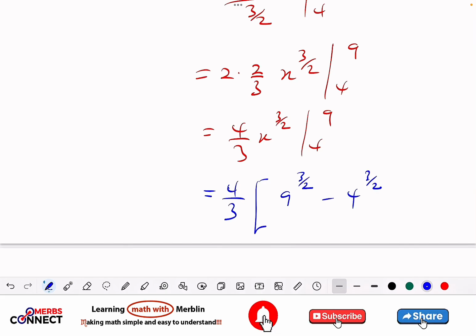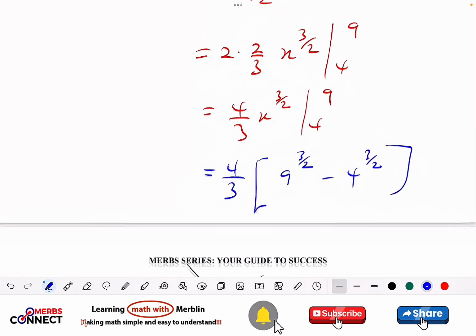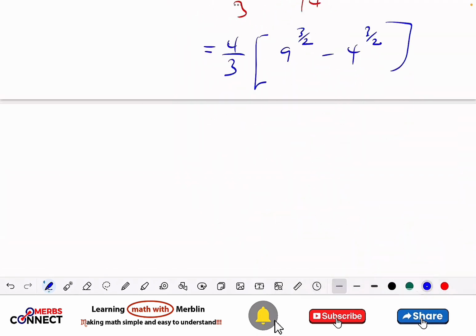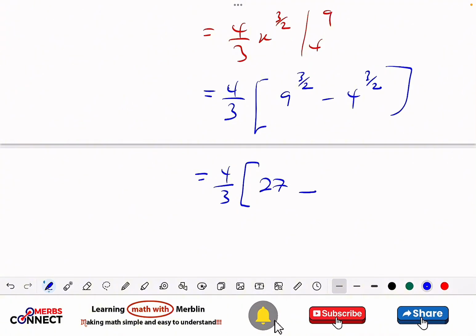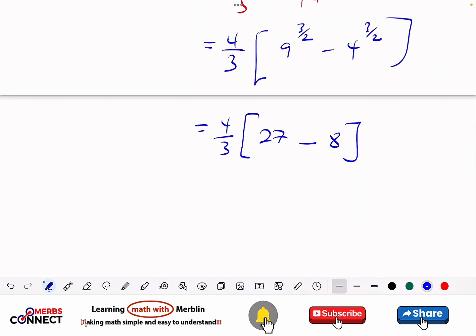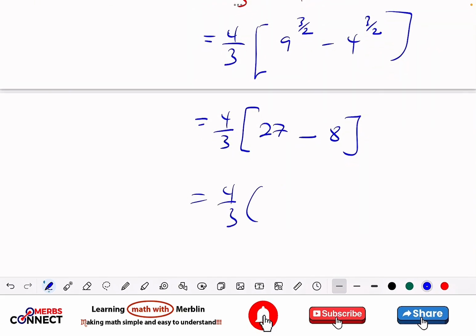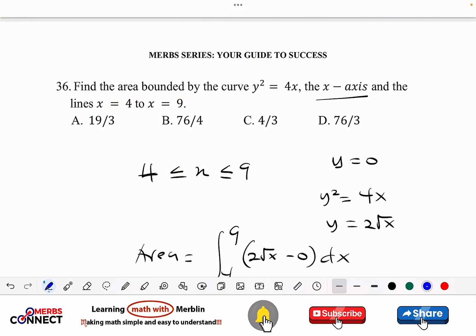And guess what we are going to get here? I think 27, and this is going to give us 8. So we are going to have this, and this is going to give us 19, and 76 divided by 3. 76 divided by 3 is D.